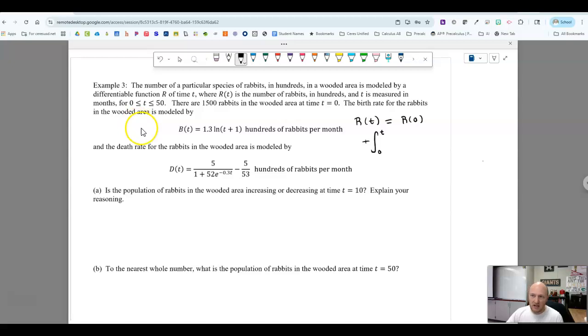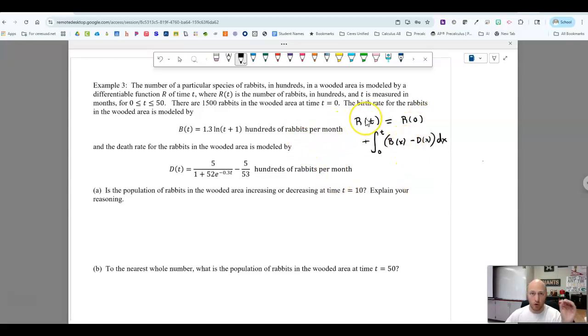But you have a rate coming in. This is your birth rate. So plus the integral of b of x, minus d of x, so these are the rabbits that are dying, dx. Okay, so this is your population function.